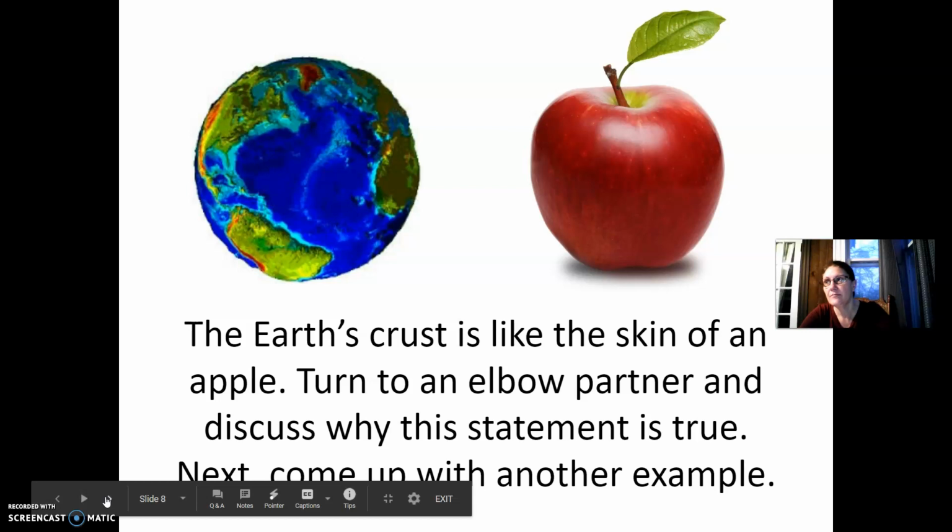Try to compare it to a hard-boiled egg and tell your partner, whether it be your dog that's sitting close by, your stuffed animal, or a parent or sibling, how you could compare the layers of a hard-boiled egg and which layer would be considered the crust on the hard-boiled egg.